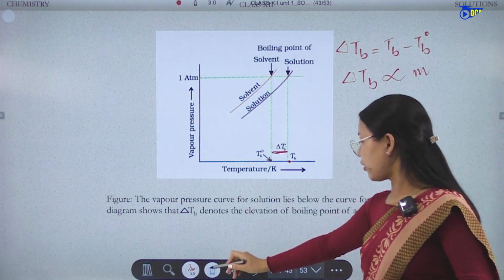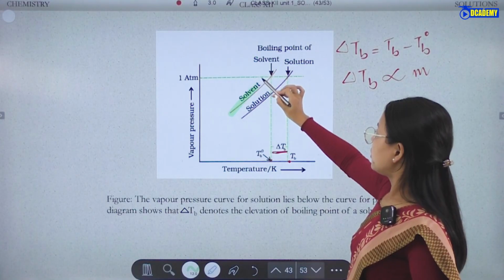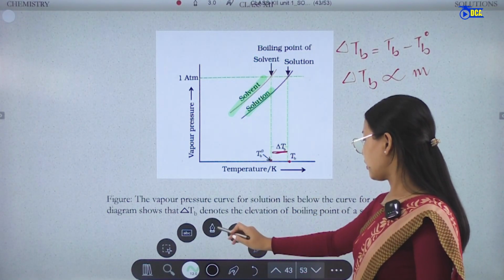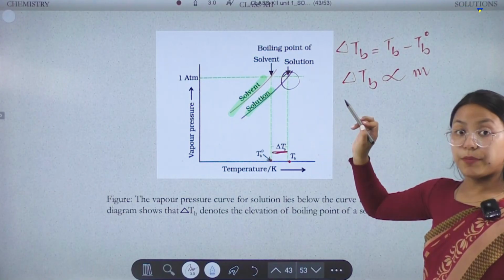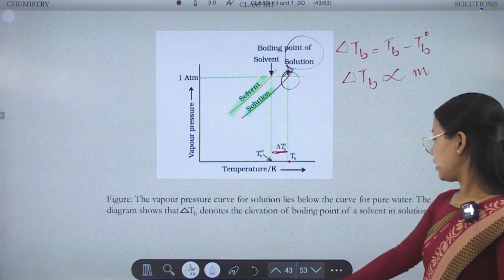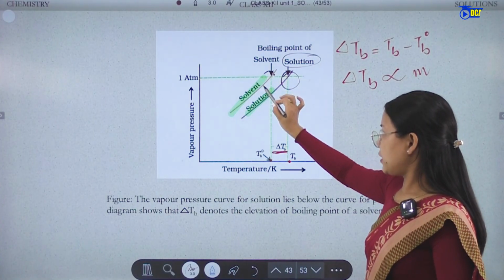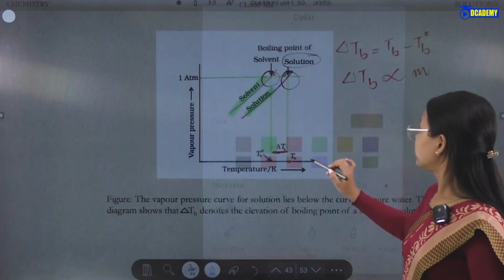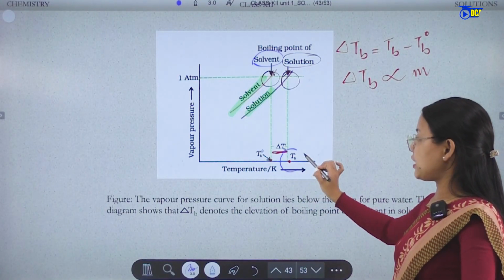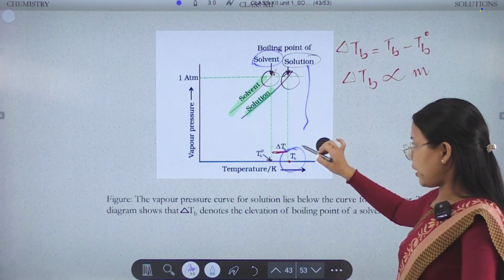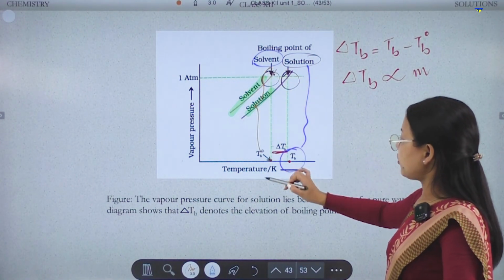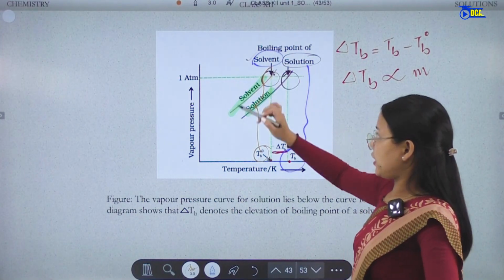This first curve is the solvent, and this one is the solution. This part is the vapor pressure curve of the solution, and this other part is that of the solvent. That means where TB is located is for the solution, and for this part, where TB naught is, it is for the solvent.